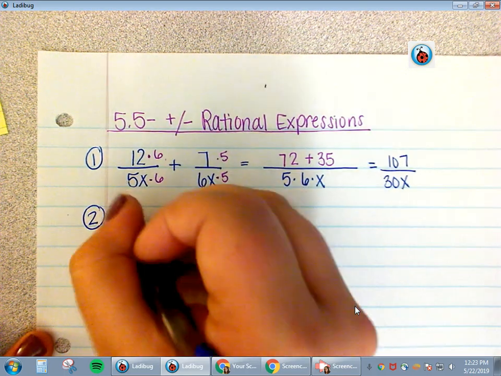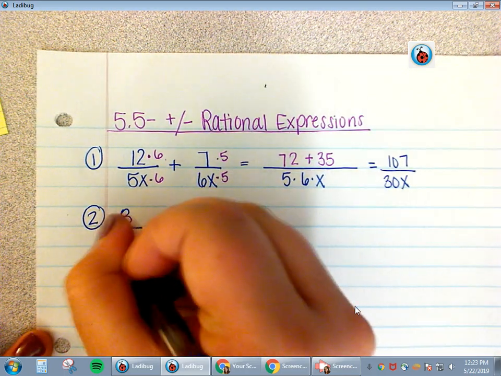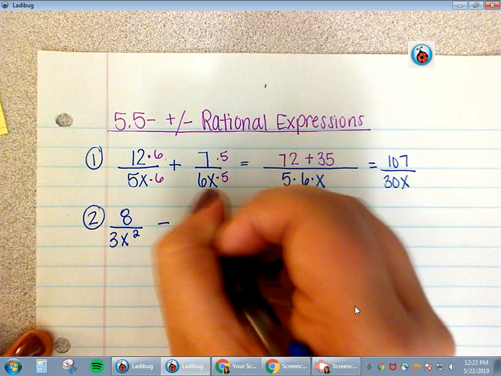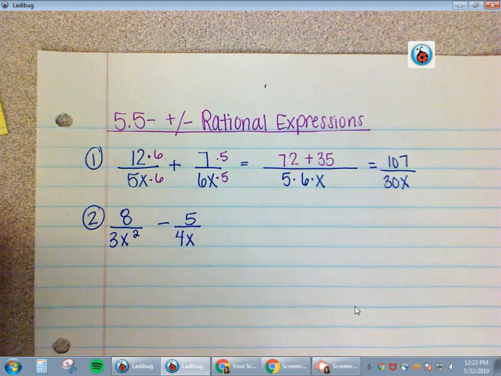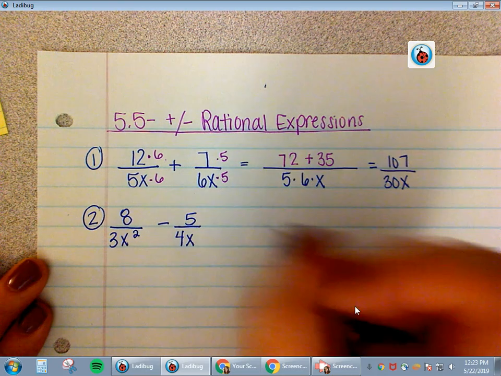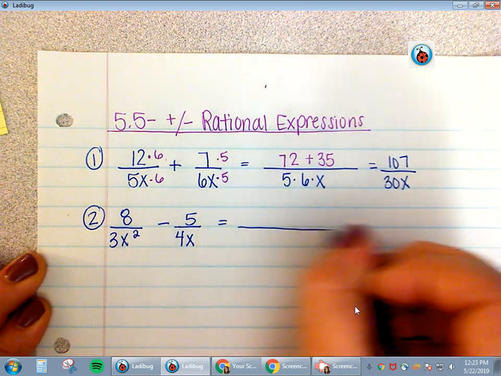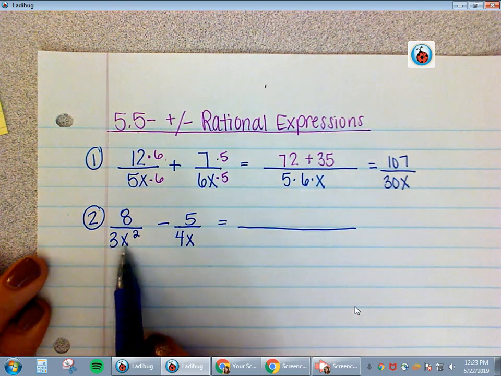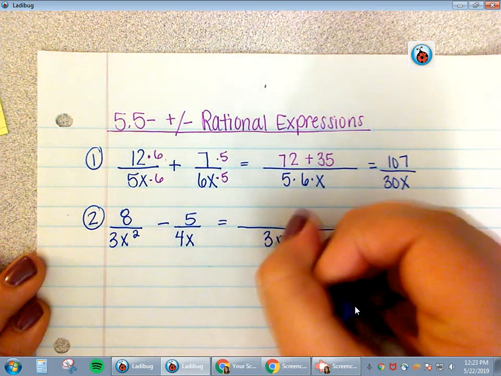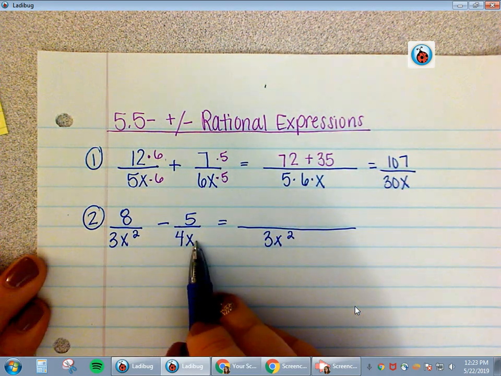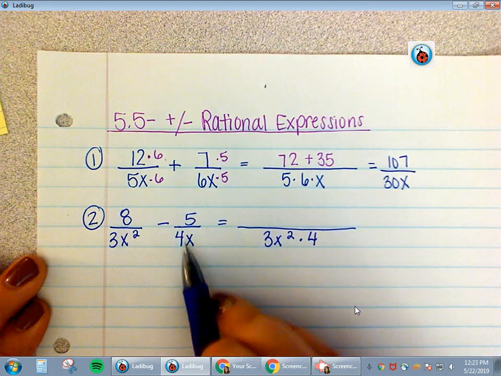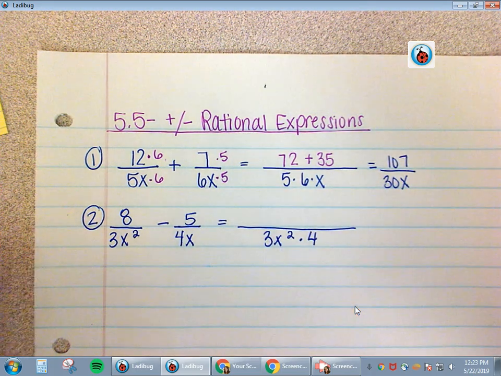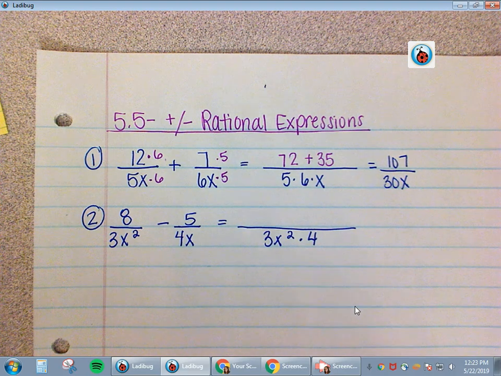Let's do another one like that. Say we had 8 over 3x squared minus 5 over 4x. Again, we want to find a common denominator. So let's see. We want to steal the denominators we already have. This one has 3x squared. And this one has 4 and x. 4 isn't represented yet, so I also need to multiply by 4. And x is already represented. It's actually over-represented, so we're good there.